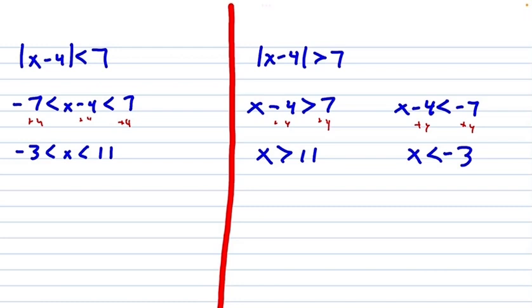And remember, when you initially look at an absolute value inequality, the main thing you need to notice, you need to establish, is whether it is greater than or less than, because that changes the way we set up our equations and our problem.